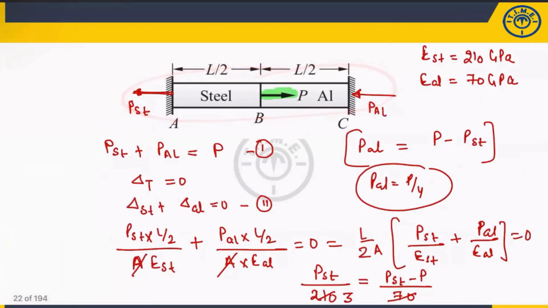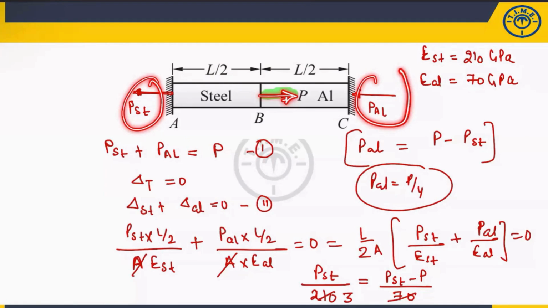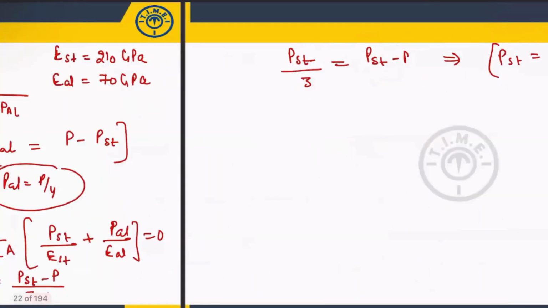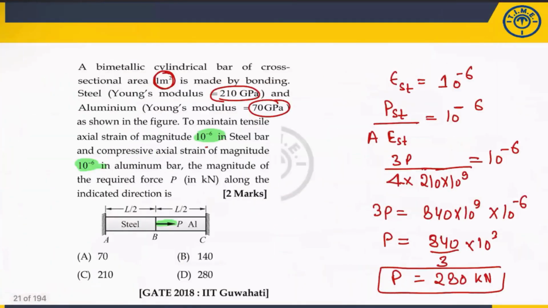Okay, that means what you have done in this question, first of all, you have written down the expression for the load. The load which is acting here will be balanced by these two forces. Then you have considered the total deformation is 0. Once you know the total deformation is 0, then you will get the relation of aluminum and the steel bar in terms of P. Once you know this value, it is given that the strain value in the steel bar is 10 to the power of minus 6, which is nothing but the tensile strain.